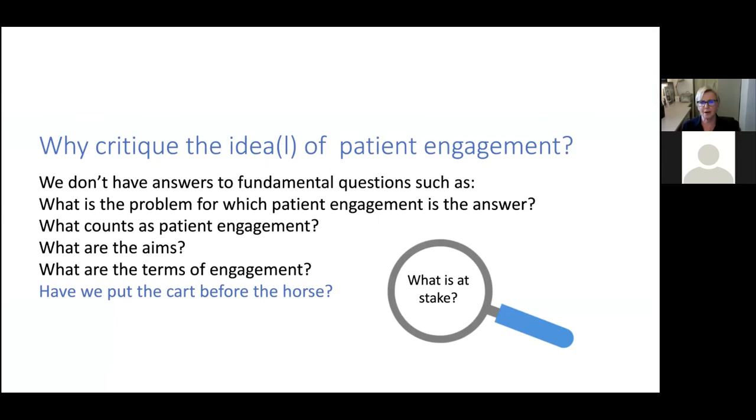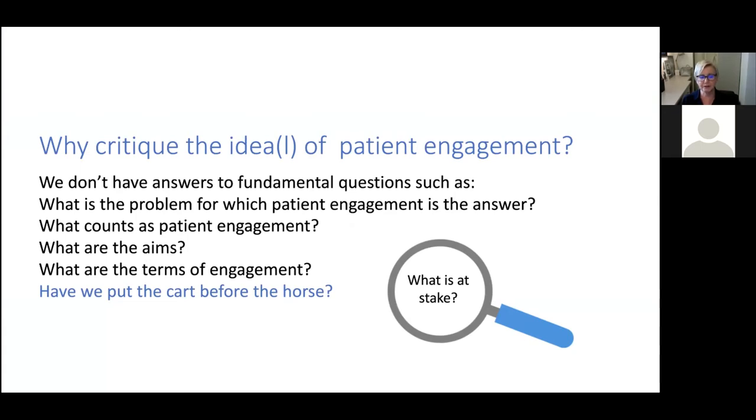So then why would we critique? Here I'm playing with the words a bit, but why critique both the idea and perhaps the ideal of patient engagement? Here are at least some points, certainly not a clear list, but we don't have answers to some of these fundamental questions like, what is the problem for which patient engagement is the answer?